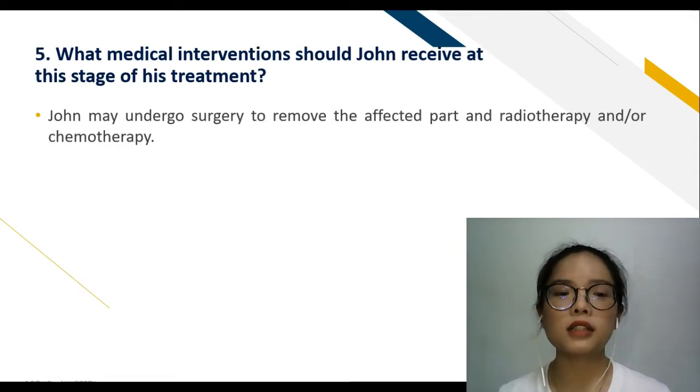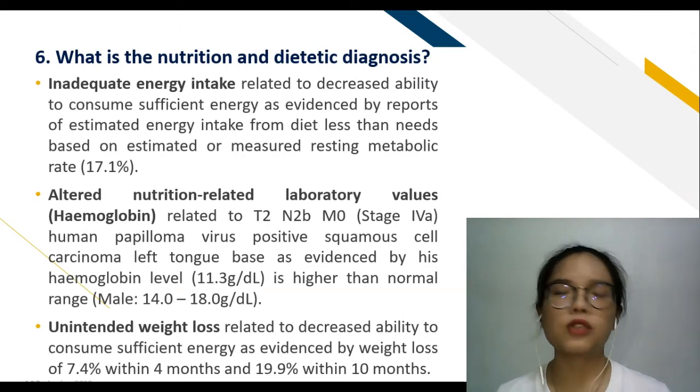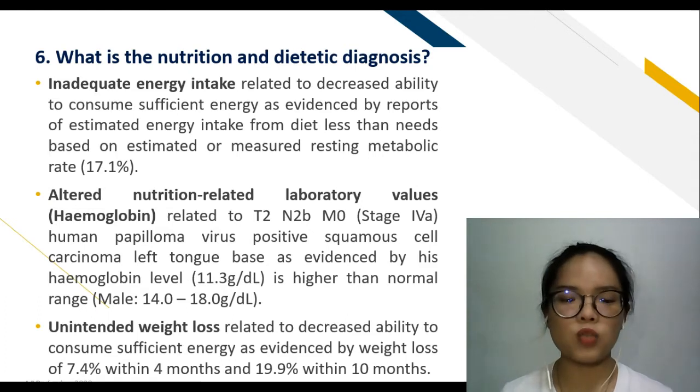The medical intervention for John at this stage of his treatment may be a surgery to remove the affected part, and radiotherapy or chemotherapy after this. The nutrition and dietetics diagnoses are inadequate energy intake, altered nutrition-related laboratory values, hemoglobin, and unintended weight loss.